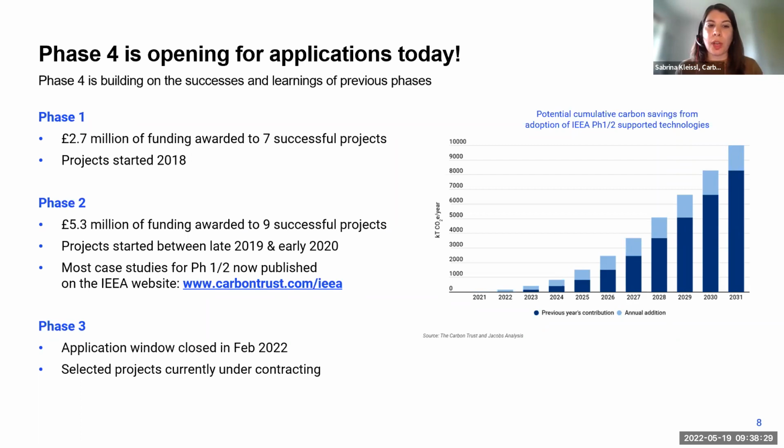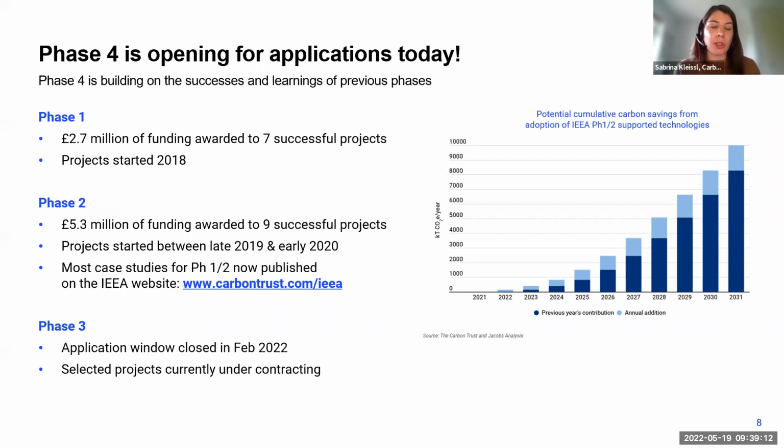Phases 1 and 2 have been really successful, and most of these projects have now completed. Some had to be extended due to the impacts of the pandemic and supply chain disruptions, and their case studies are still in preparation. All other case studies and descriptions of the projects we have been supporting, you'll find on the IEA website. Based on our analysis, the industry-wide adoption of these technologies could lead to around 10 million tons of cumulative carbon savings by 2031. So we can see the IEA's big potential to drive the overall industrial decarbonization.